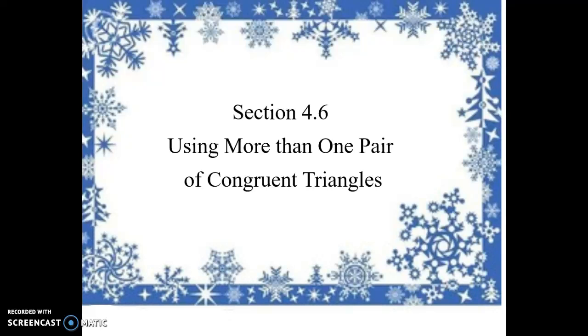Section 4.6, using more than one pair of congruent triangles. Sometimes two triangles that you want to prove congruent have common parts with two other triangles that you can easily prove congruent. You may then be able to use corresponding parts of these other triangles to prove the original triangles congruent.